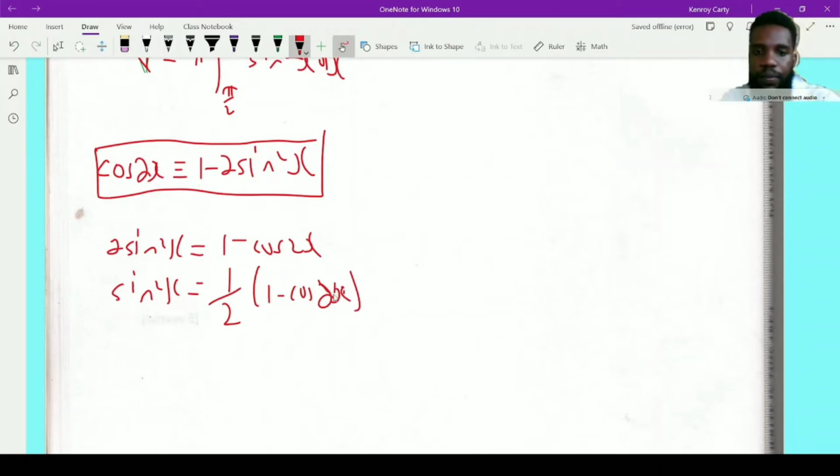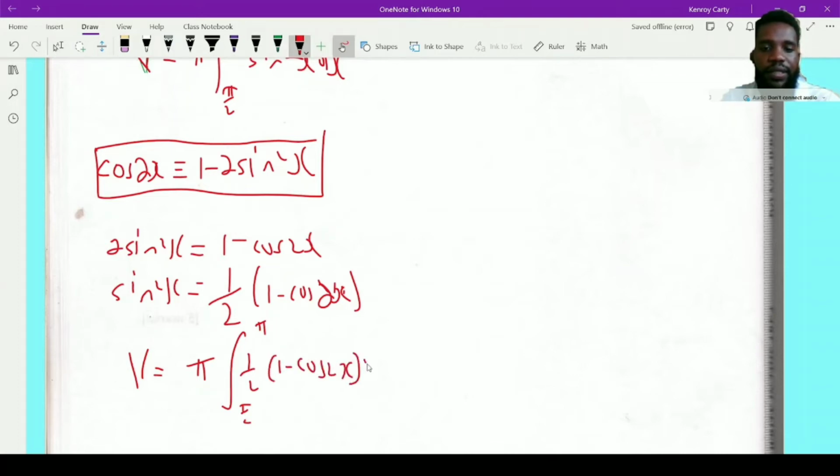Good. So good so far. So let's go back now and plug in everything. So I'm going to have volume equal pi, open bracket, a half, this is pi over 2 down there, lower boundary, pi upper boundary, open bracket, 1 minus cos 2x dx.